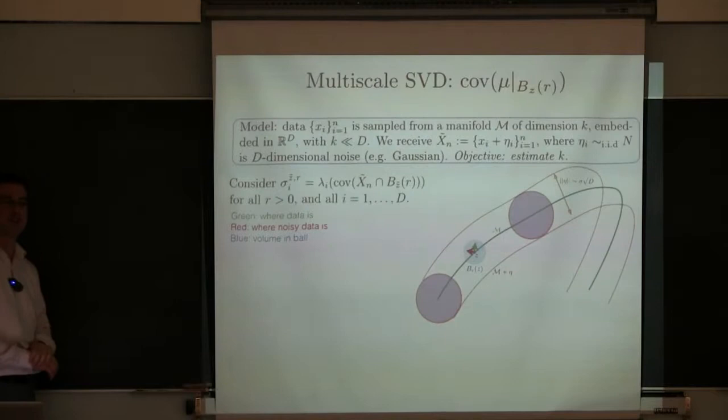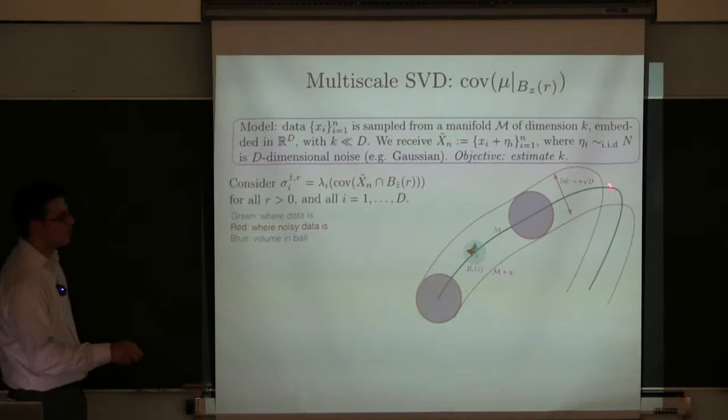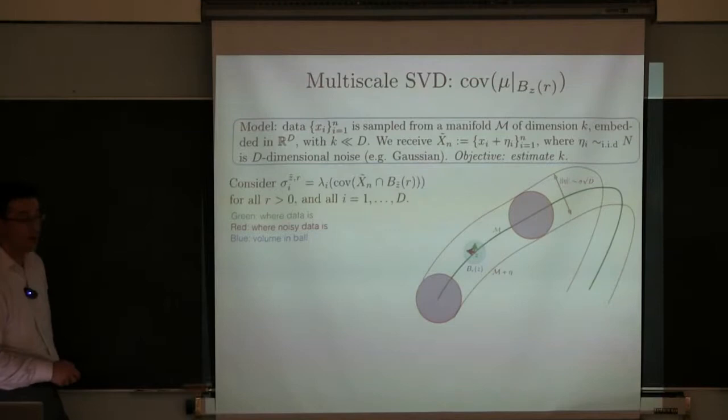So suppose that the data is on some low-dimensional set, which is represented by this green curve M. The data was originally there, but then it's perturbed by high-dimensional noise. So the noise is applied to each data point, and it pushes the data point in a random direction in the high-dimensional space. This is how many data sets look.